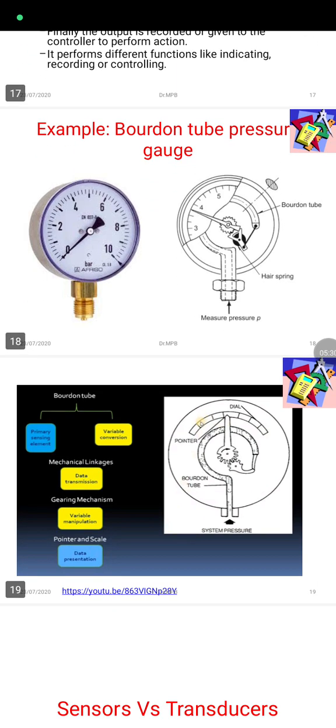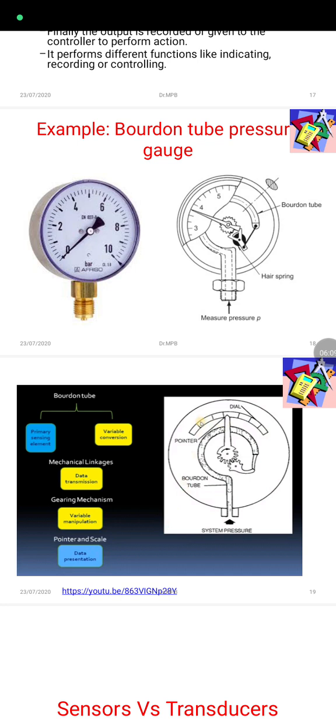You can see the Bourdon tube acts as a primary sensing element. Here one end is open, the other end is closed, sealed. So the pressure to be measured is directly applied to the open end of the Bourdon tube. So the primary sensing element, the C-type Bourdon tube, senses the pressure, and it also acts as a variable conversion element which is used to convert the pressure into output.